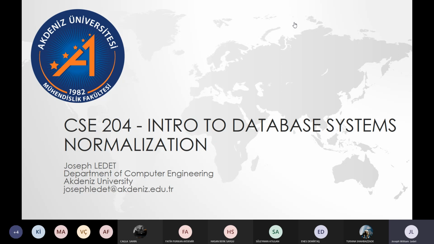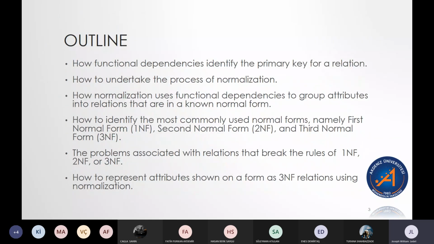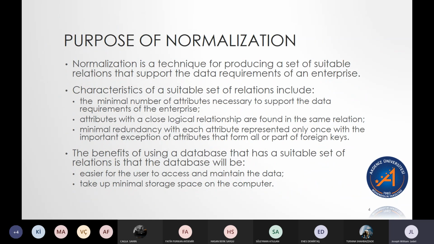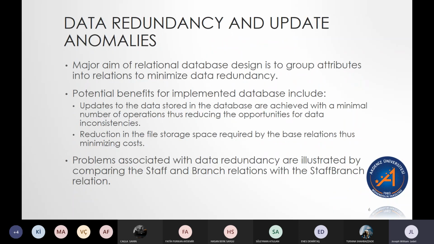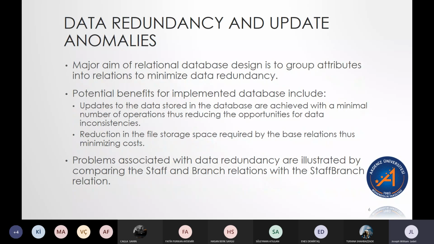Okay? So the whole idea of normalization, this is kind of what we're going to talk about. Data redundancy and update anomalies. What we're trying to do is reduce what we call data redundancy and update anomalies.